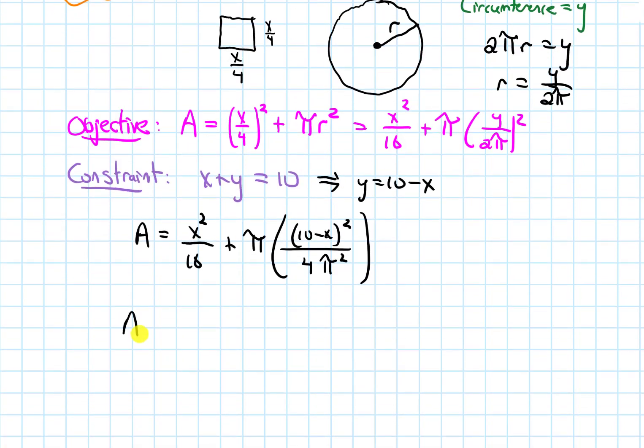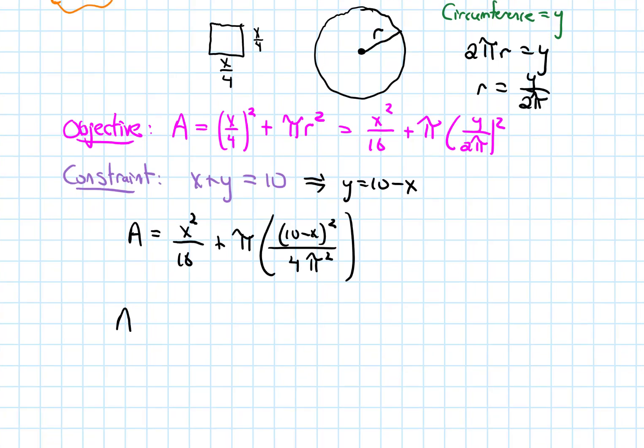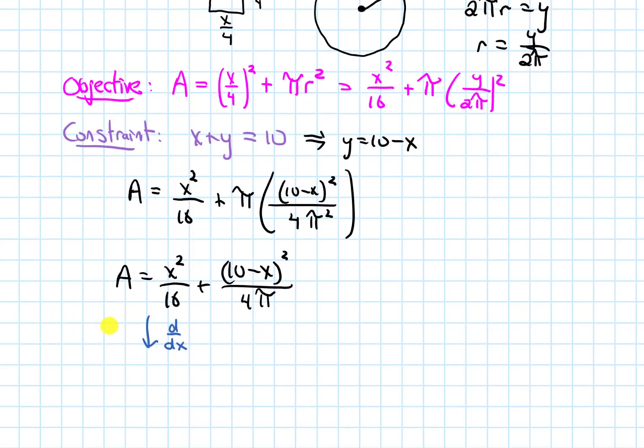We have area equals x squared over 16. And if I cancel one of these pi's, I'm left with, on the numerator, 10 minus x squared over, on the denominator, 4 pi. Okay, so we got our area in terms of one function. Now we are ready to take a derivative. So we'll take the derivative with respect to x, that's the variable on the right.